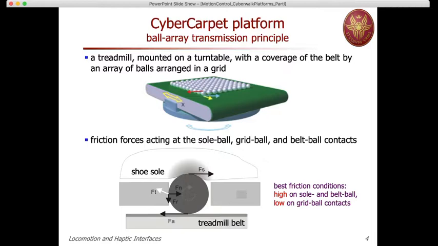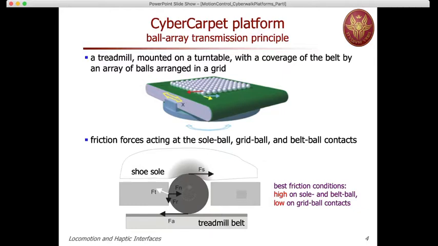So in this diagram of forces, of course, you would like to generate a force between the ball and the treadmill because of the high friction. So that as soon as you move the belt, the ball will start rolling, and because of high friction, this roll of the ball below the shoe sole will shift the feet of the user to the opposite side.